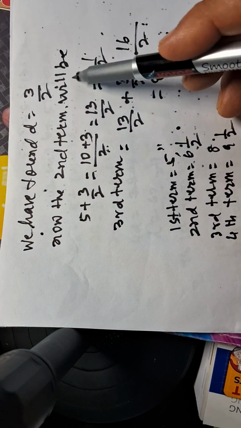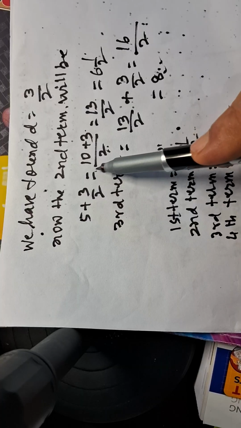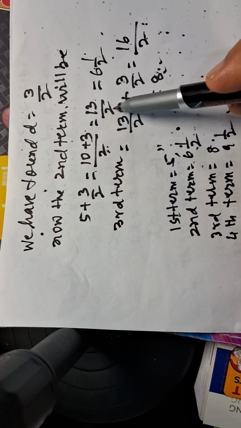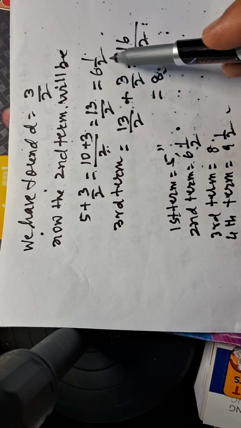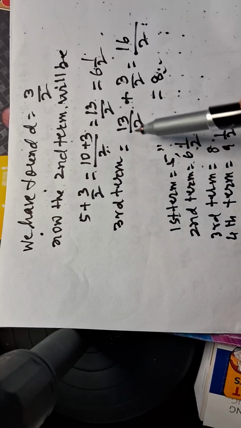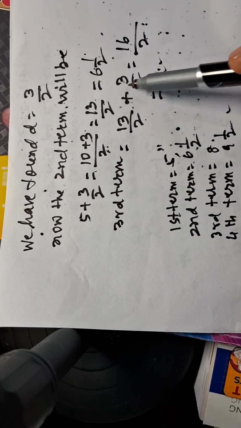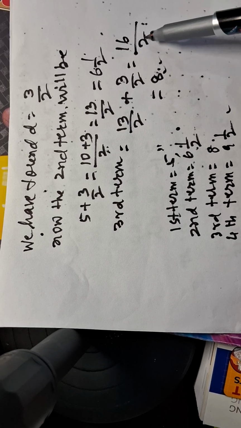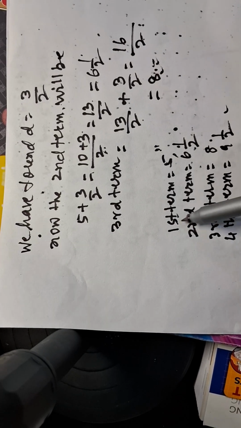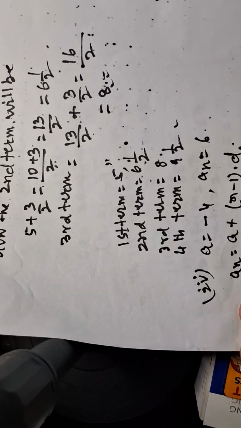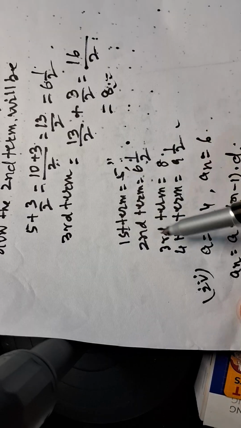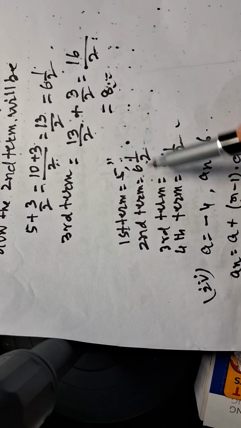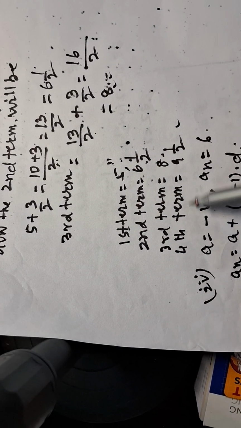Now the second term will be 5 plus 3 by 2 is equal to (10 plus 3) by 2, 13 by 2, which is 6 whole 1 by 2. And third term will be 13 by 2 plus 3 by 2, this is the d. Then 16 by 2 is equal to 8. So finally, first term is 5, second term 6 whole 1 by 2, third term is 8, and fourth term is given 9 whole 1 by 2.